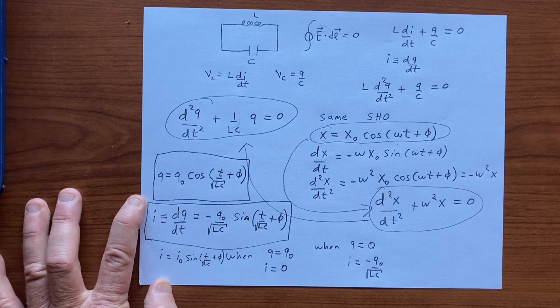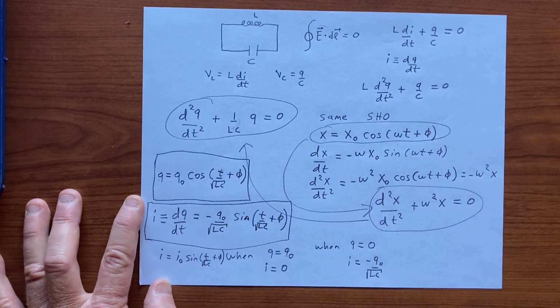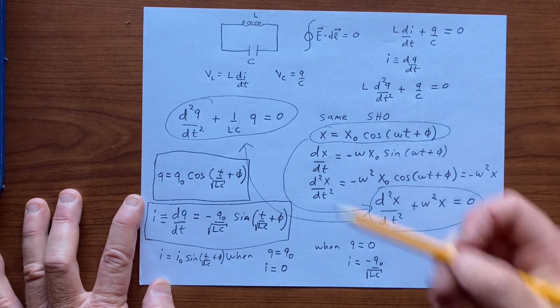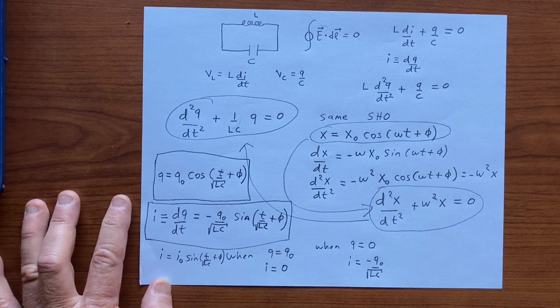And basically what we're seeing is that when we have a fully charged capacitor in an LC circuit, there's no current in the circuit. And when the current is the maximum value that it can be in the circuit, the capacitor has no charge. And so these things are oscillating. And we'll look into this in more detail.